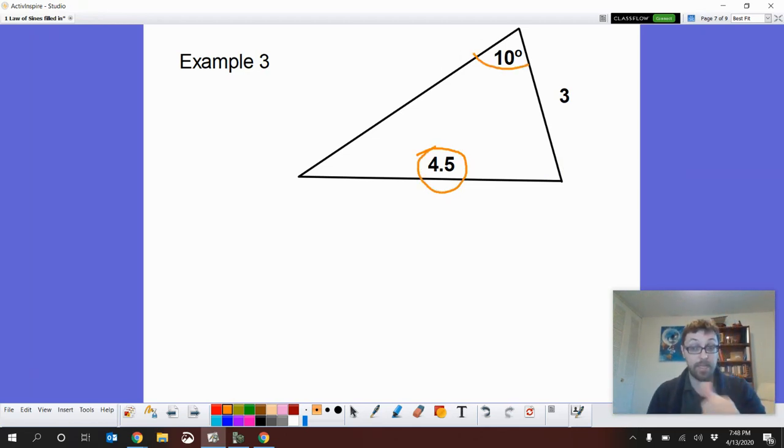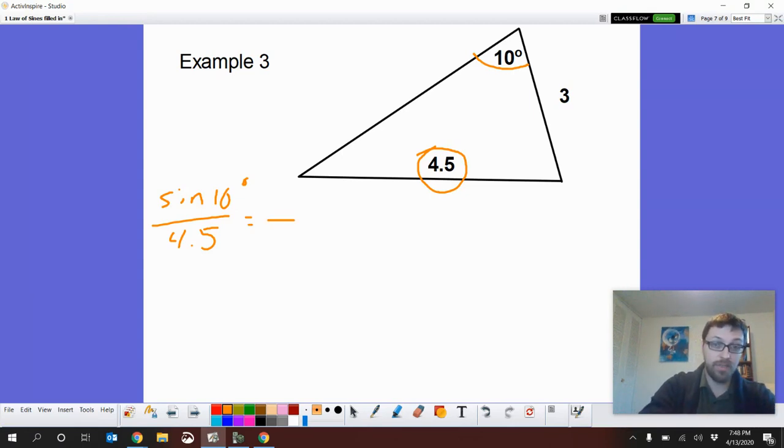So that's ace. So I put it into my law of sines. So I got sine of 10 degrees over 4.5. Now, the only other piece of information that I have is that 3. So I better put it in there. Let's use that. Now, the other things aren't labeled, so I'm going to label them something.